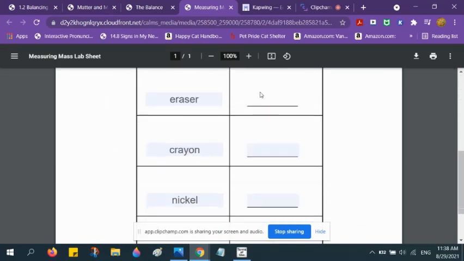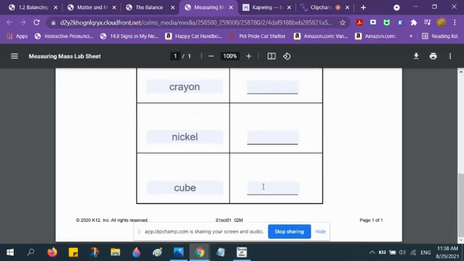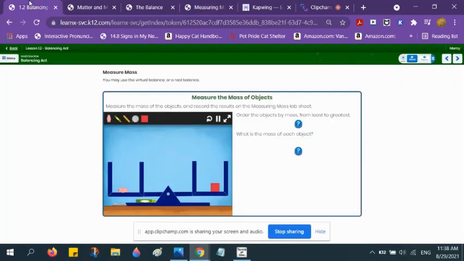Okay, eraser, we just figured out that was 1 gram. I'm just going to write 1 gram over there. Okay, the cube is also 1 gram. Wait, did I forget something? I have the cube, crayon, this nickel, the pencil. No, pencil's already there.